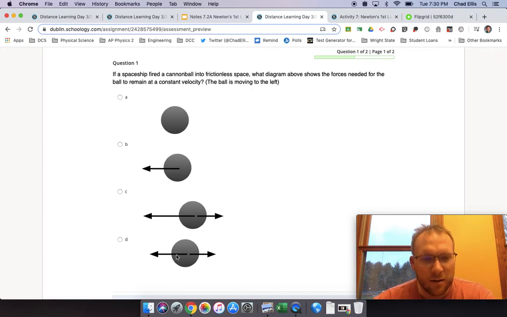For D, again, two forces, left and right. The left one is bigger than the one on the right. So this is another example where the net force is not 0. The correct answer is A, even though there are no forces. Because the ball is already moving, for it to keep moving at a constant velocity, we just need the net force to be 0. In frictionless space, there's nothing slowing it down. So once it's moving, it's going to keep moving. In outer space, all we need to do is get something to start moving. Once it's started to move, it's just going to keep going.